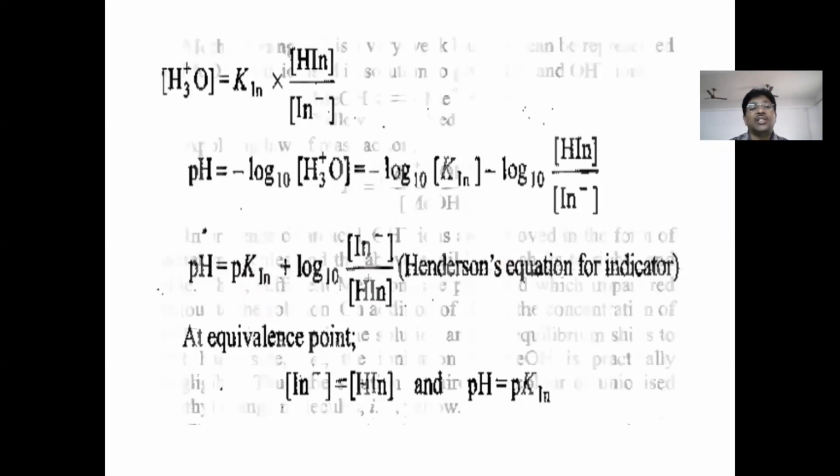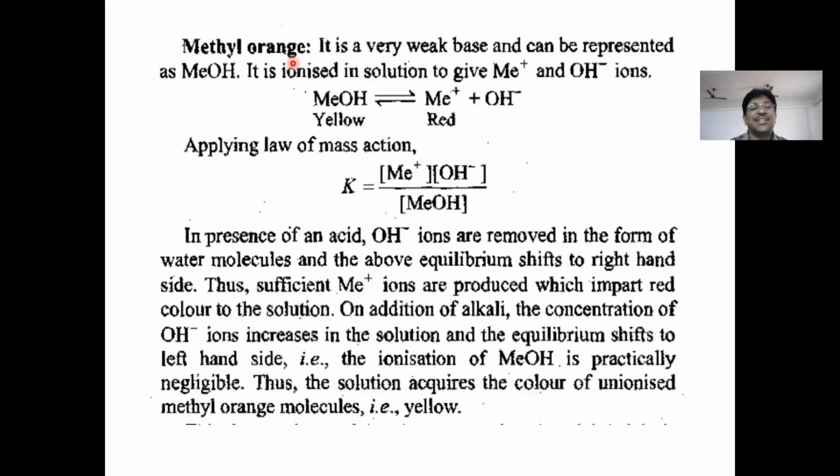Next, methyl orange, another indicator according to Ostwald's theory. Methyl orange itself is a weak organic base, so it is a very weak base and can be represented as MeOH, where MeOH is methyl orange. It will give Me plus and OH minus. So it is ionized in the solution to give Me plus and OH minus. It is reversibly ionized because it is a weak base.